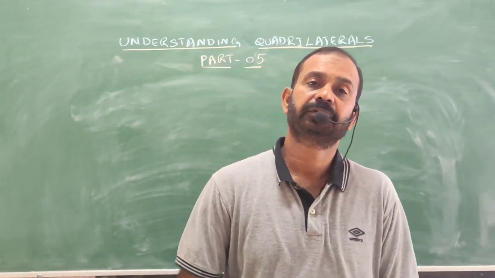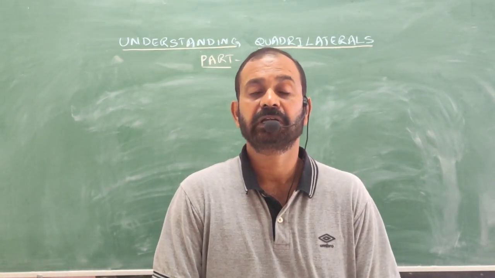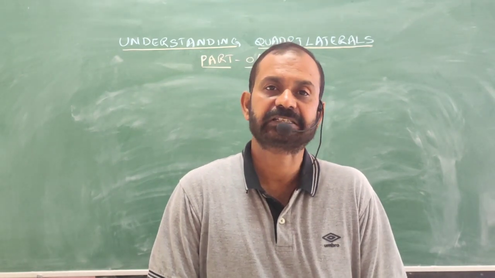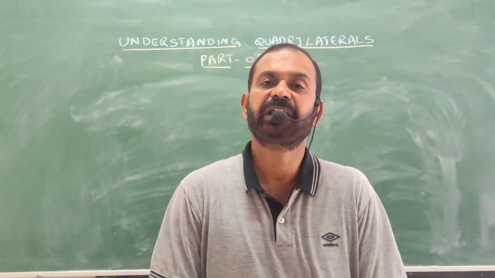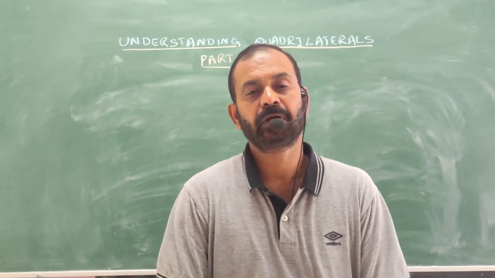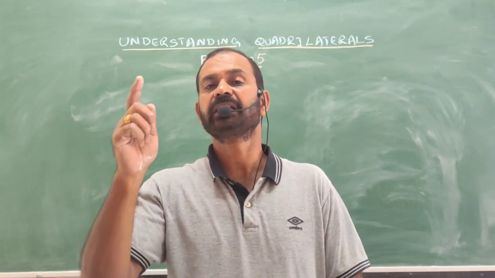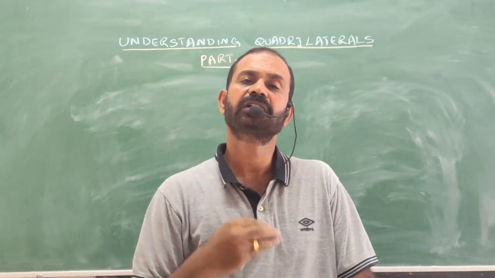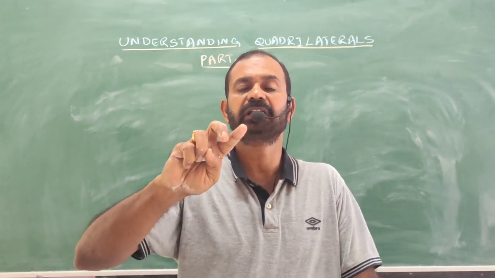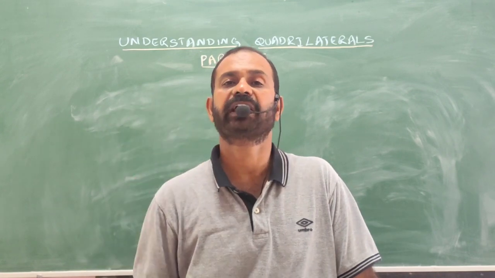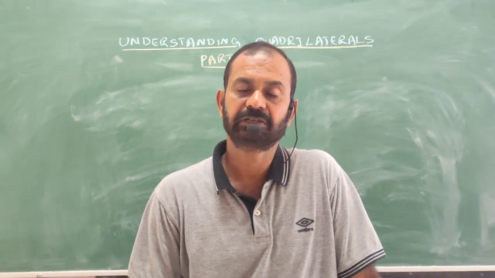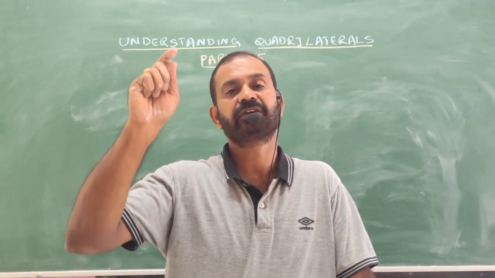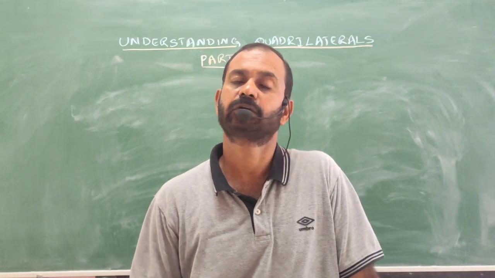In today's session, we concentrate on kinds of quadrilaterals, or types of quadrilaterals, or we can call it the family of quadrilaterals. Now, a quadrilateral is a simple closed figure with four sides, or simply you can say that a polygon with four sides is called a quadrilateral. So once again I stress this point, a polygon with four sides is called a quadrilateral.